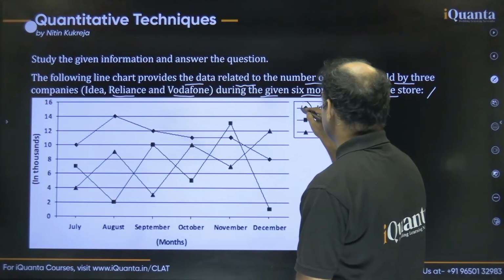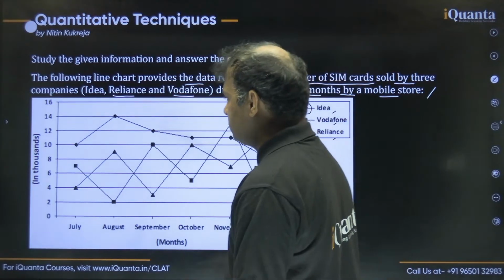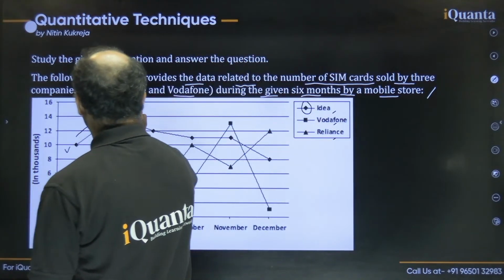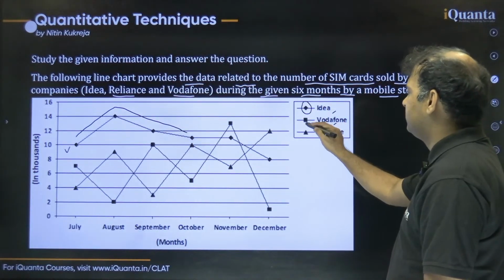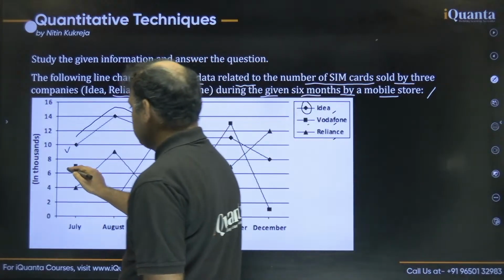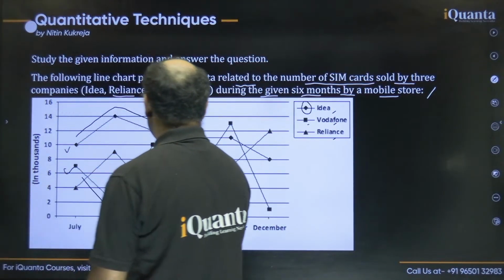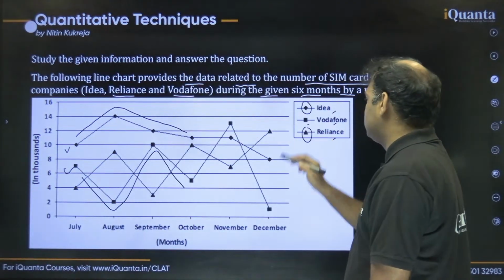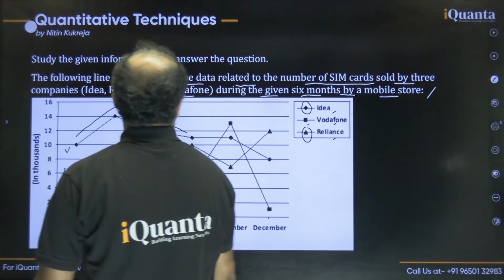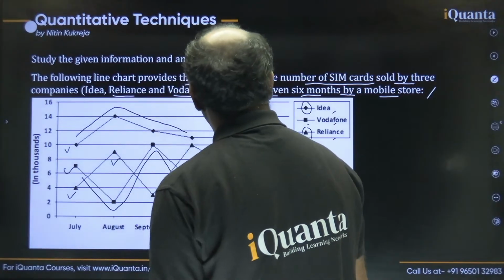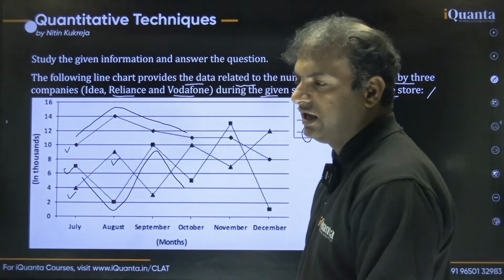Idea is represented by a rhombus, so this line represents Idea. You can see that, right? Vodafone is represented by a square, so this line represents Vodafone. And the last, the triangle, is Reliance. So this line represents the SIM cards sold by the Reliance company. All right, so this is what we have here.